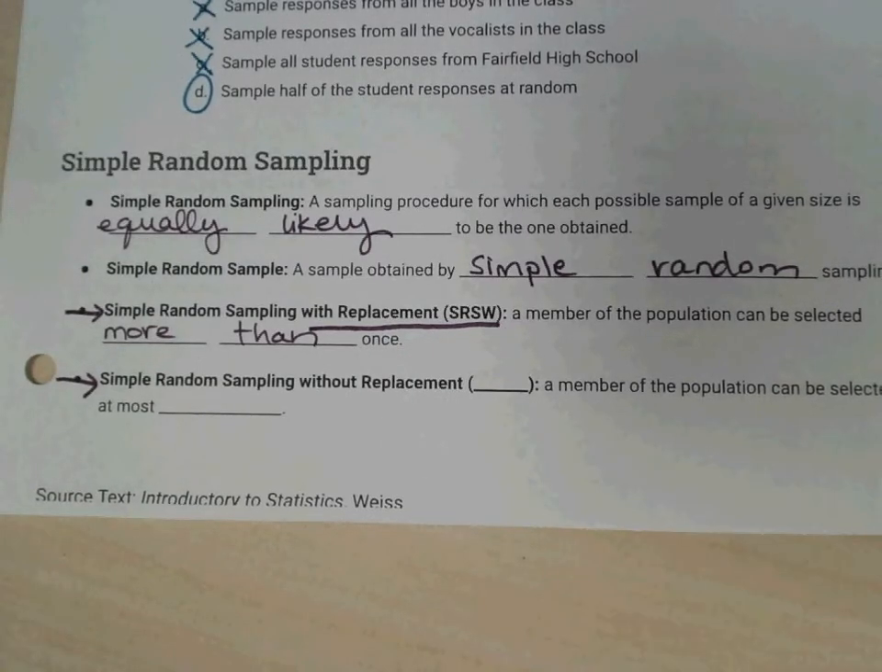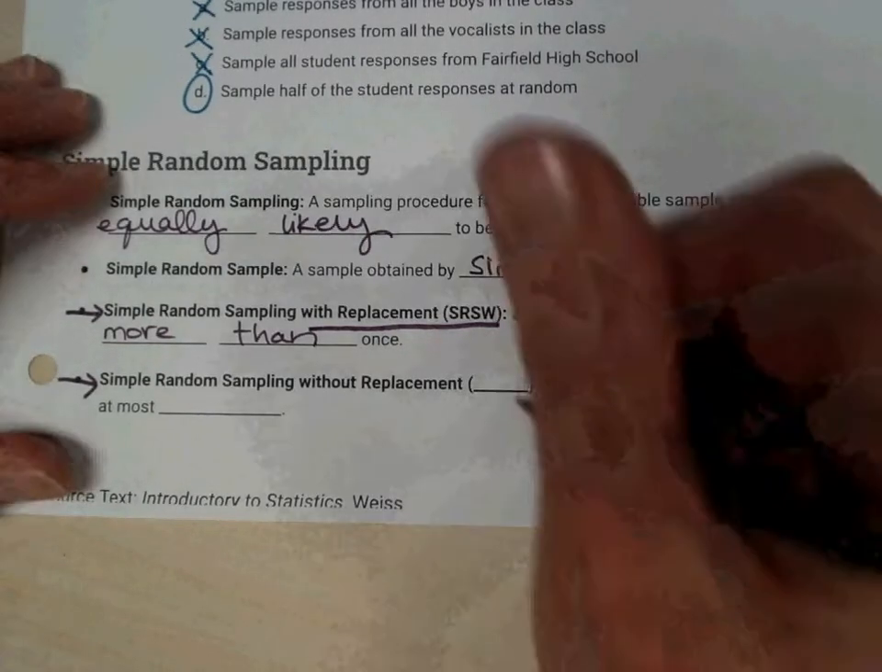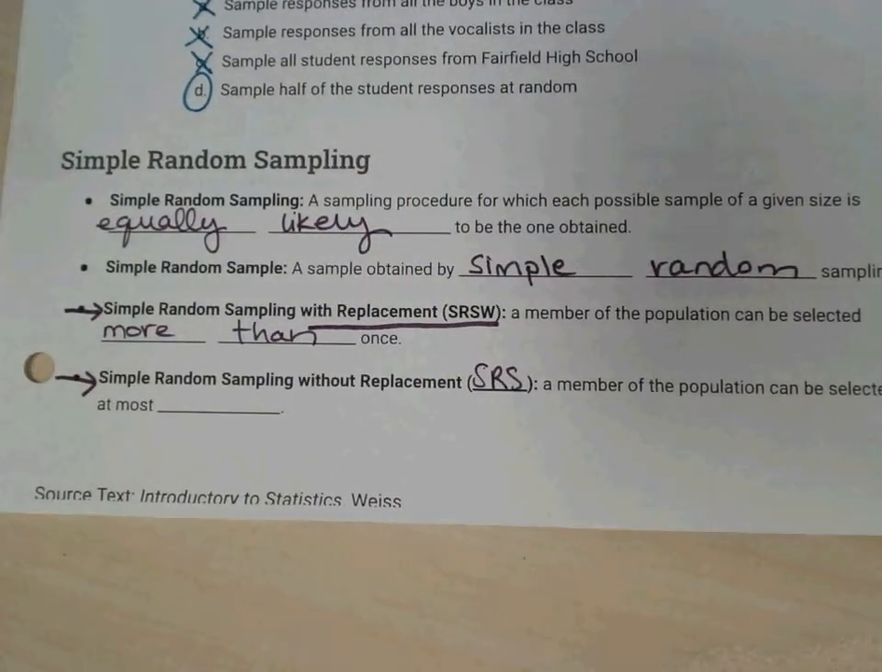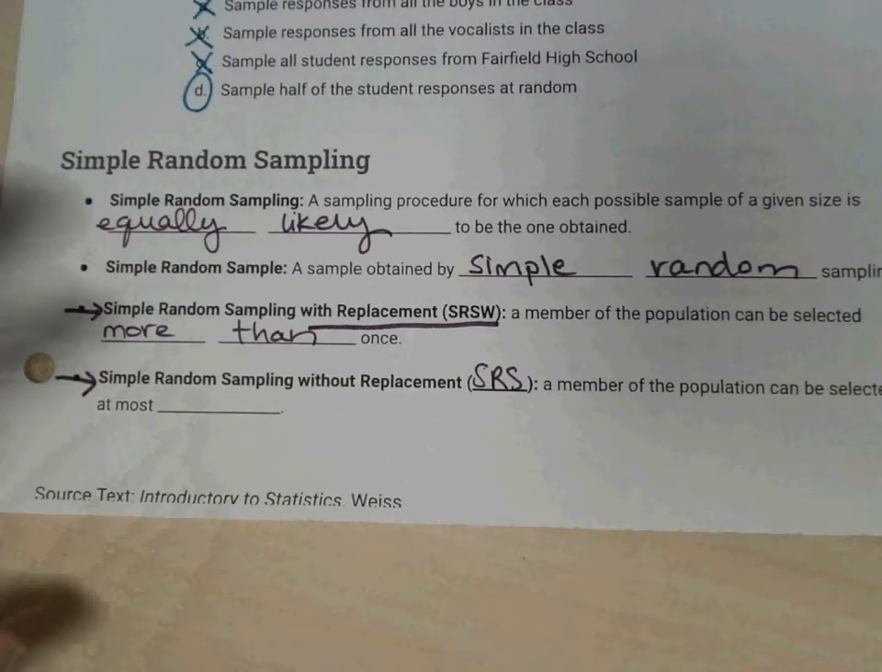Versus simple random sampling without replacement, SRS. A member of the population can be selected at most once.